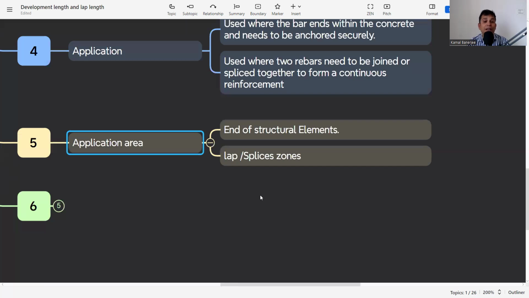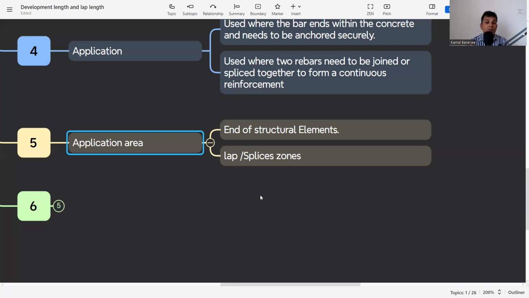Now, how can I find out the lap or splice zone? There are several things we need to understand. First, what is the member, what is the geometry of the member, and what is the load pattern? Suppose it is a beam, then what type of beam it is: continuous beam, simply supported beam, cantilever beam, or fixed end beam, and how the load is coming onto it. Is it a uniformly distributed load or a point load, and how do the other elements, that means primary and secondary beams and beam-column junctions, connect? According to that, we need to find out the compression zone and the tension zone.